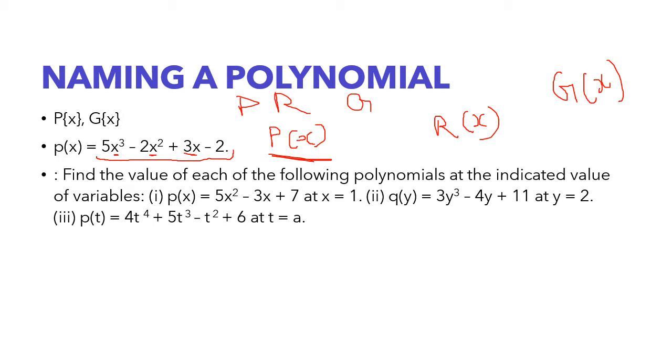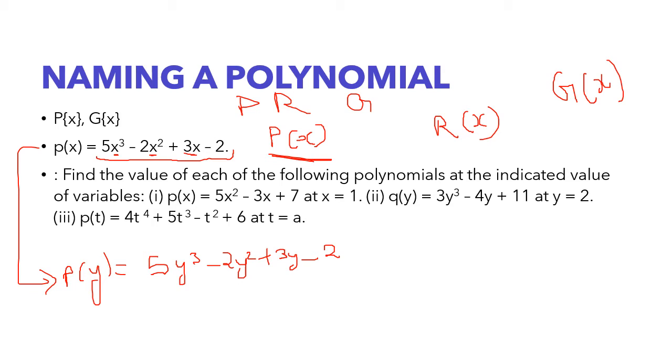So in the same way, if the variable over here was y, then we would be representing it as p of y. So p of y would be what? 5y cube minus 2y square plus 3y minus 2. In the same way, if it was p of 2, means y's value we should consider it as 2. Then it will be 5 into 2 cube minus 2 into 2 square plus 3 into 2 minus 2. So whatever the calculated value is, you can just put it over there on the comment section. Let's see whether it is right or not. So this is how it looks like.